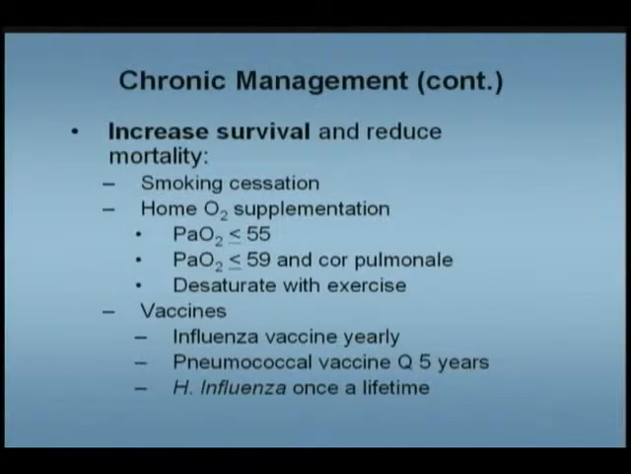So we talked about smoking cessation and home oxygen for certain of these patients, not all of them, if they fit the criteria, as the two main ways to increase survival and reduce morbidity and mortality. And then the third one, which makes sense and everybody almost does, is to give these patients certain vaccines.